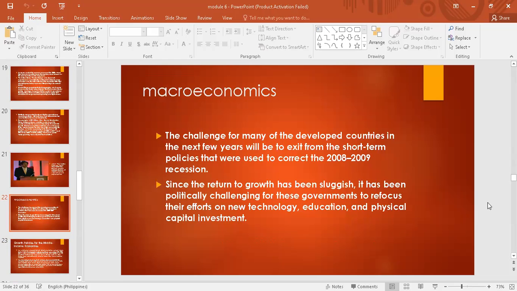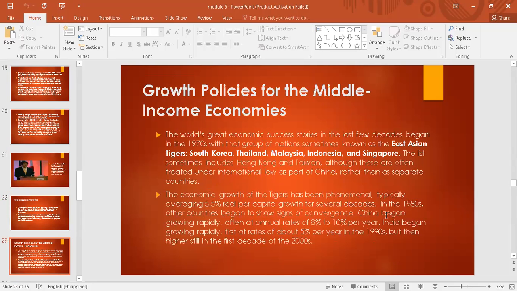Now, this is the picture, the situation for highly developed countries. What about developing countries like the Philippines, and our low-income countries? Here, we are going to explain the growth policies for middle-income economies. So this does not include the US, Japan, Australia, Canada, the countries of the North, the wealthy nations. Here we mean the developing or middle-income economies.